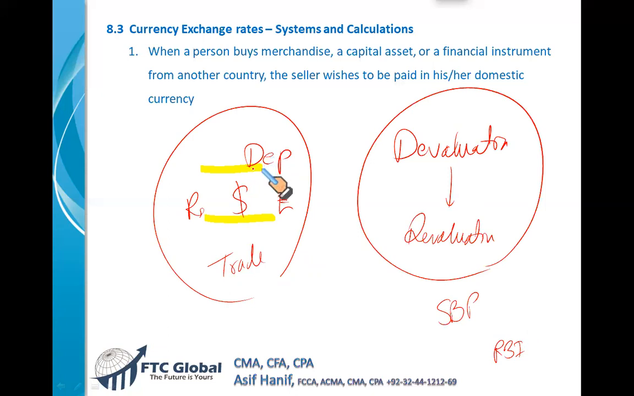So remember, depreciation and appreciation occur on fundamental economic factors with regard to trade between the countries, driven by market forces, whereas devaluation and revaluation are done by the intervention of the central bank. We'll discuss this in detail as we go along in our lectures.